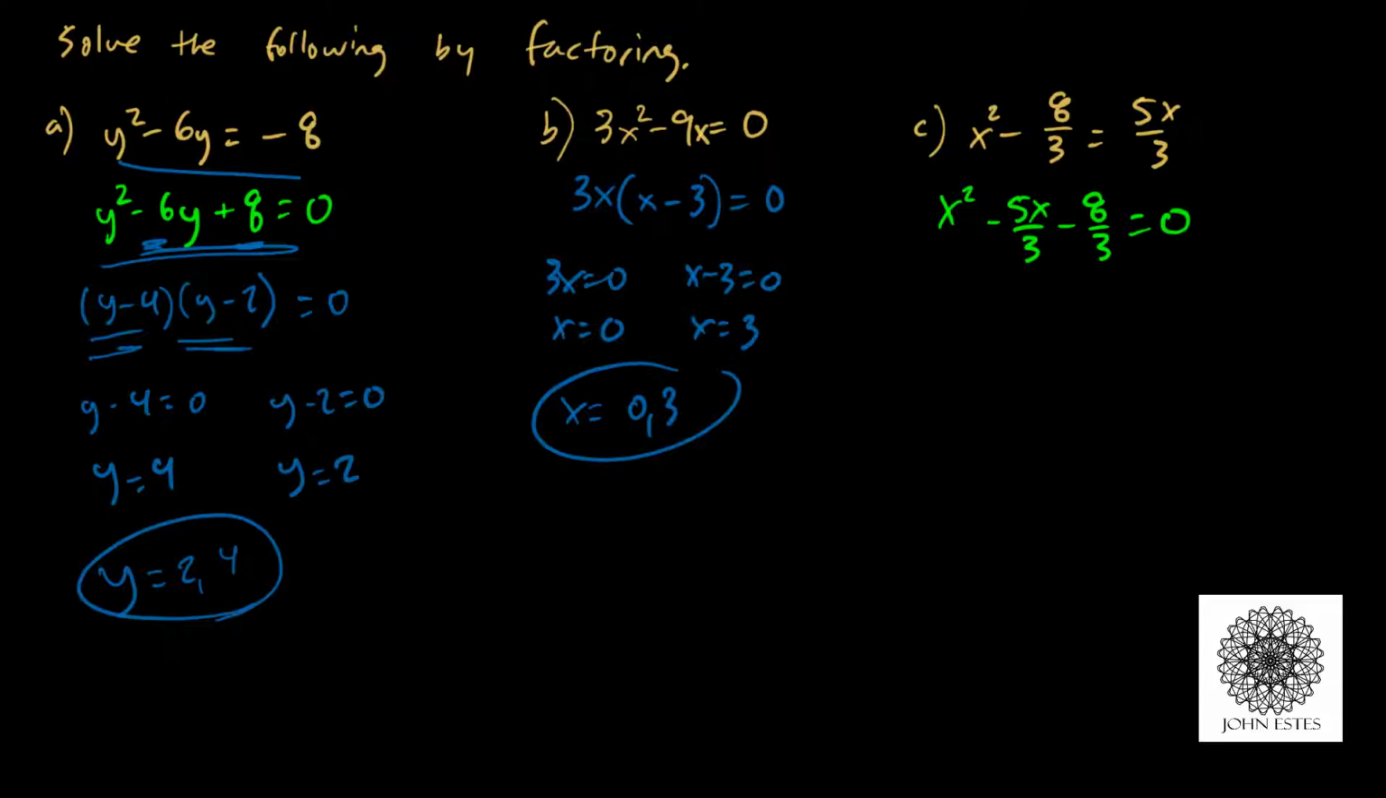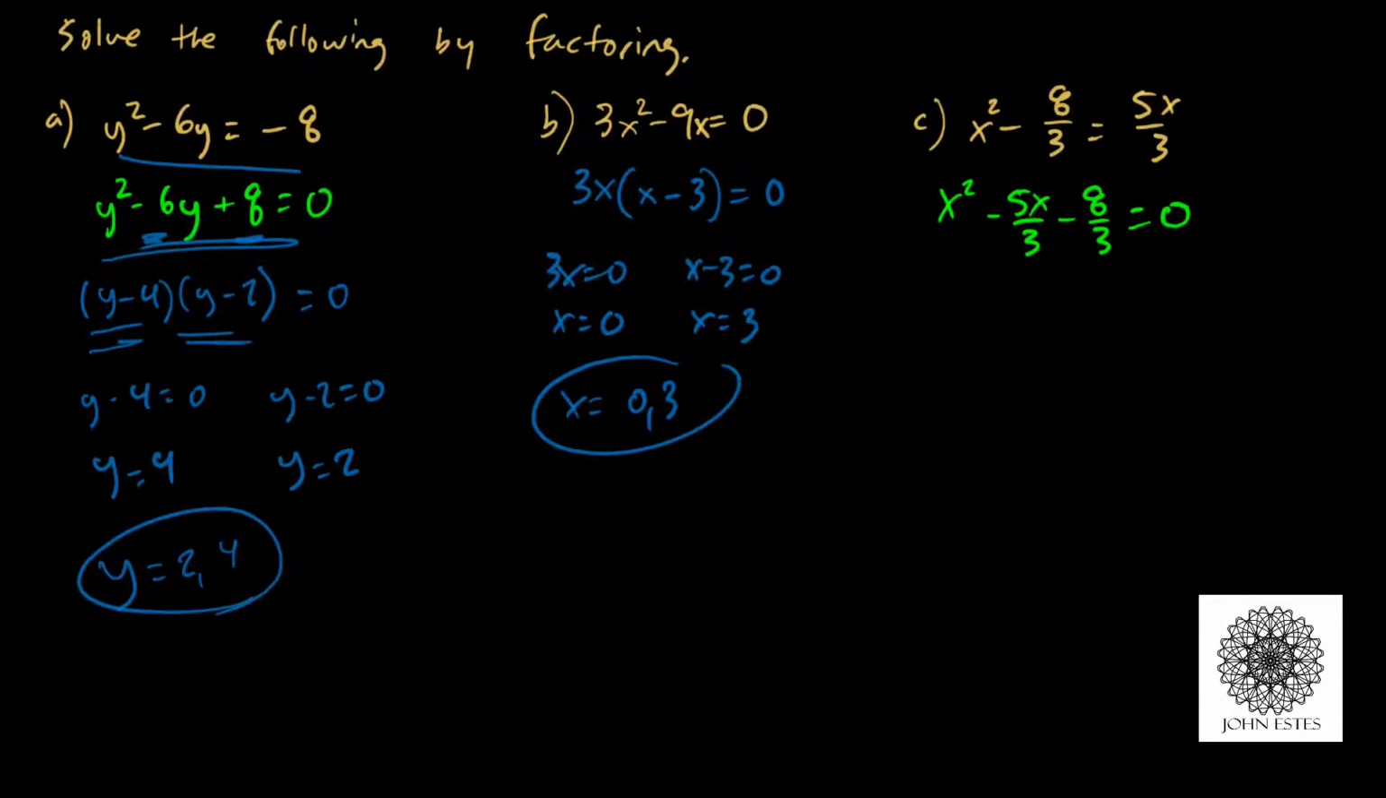So what I can do here is multiply both sides of my equation by 3. And in doing so, when I distribute the 3, I'll have 3x squared minus, so when I distribute 3 here, that becomes minus 5x, the 3's cancel, and then lastly, minus 8, and 3 times 0 is 0. Okay, so there I've done it.